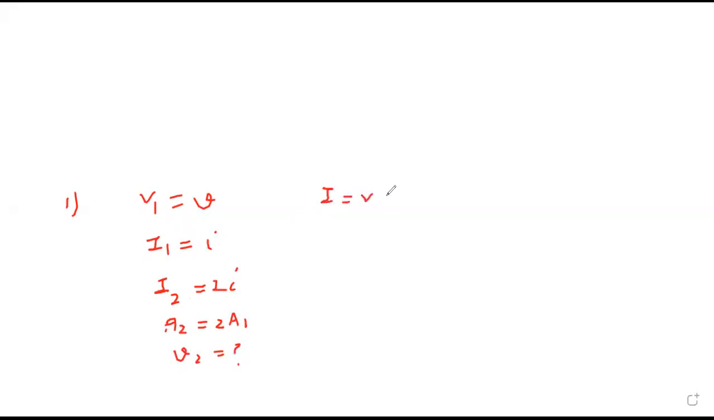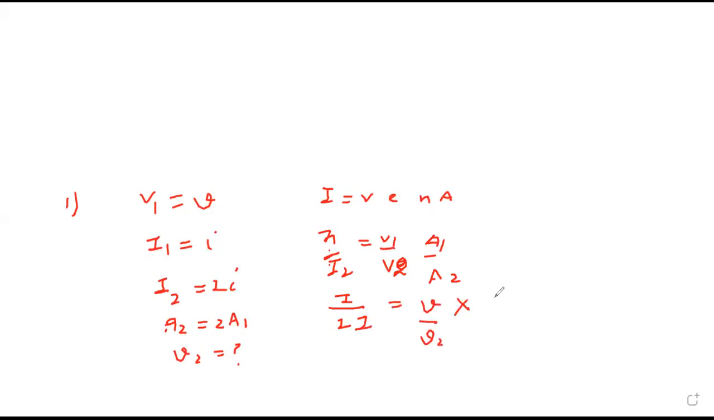I is nAVe. So I1 upon I2 will be equal to V1 upon V2 times A1 upon A2. I2 is 2I, V2 is V2, and A2 is 2 times A1. A1 cancels, I cancels, both side 2 also cancels. So V2 equals V. Same drift velocity. V2 equals V, option.